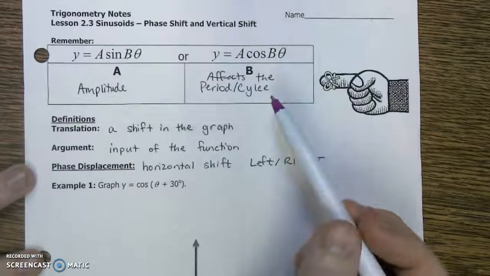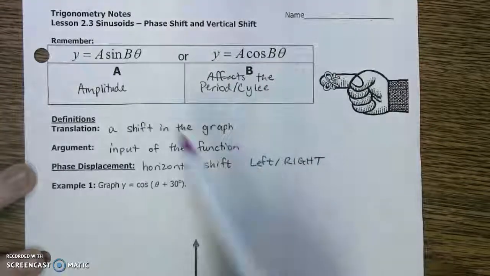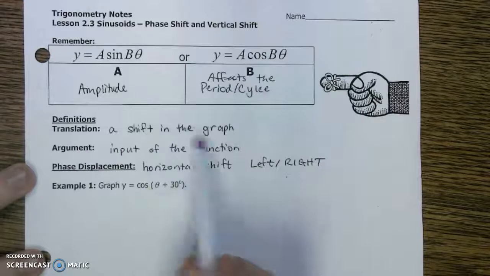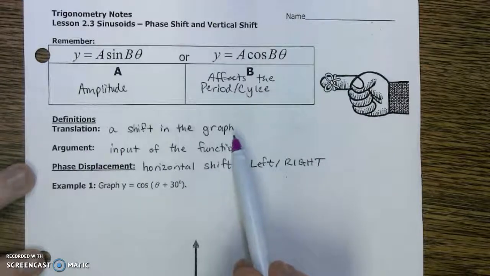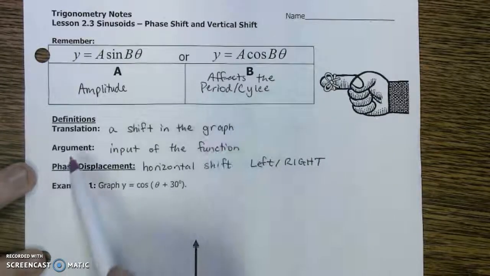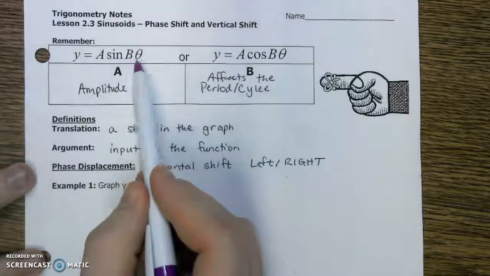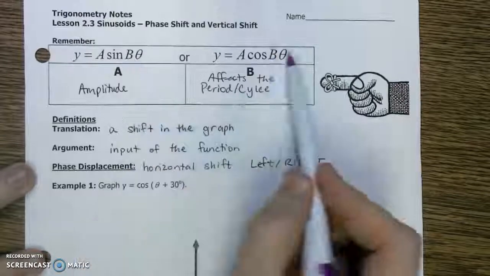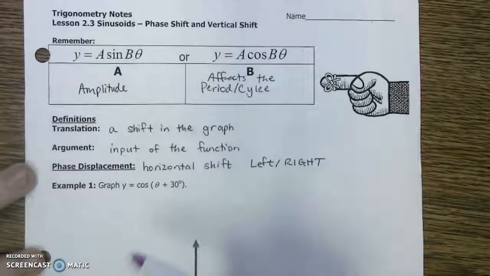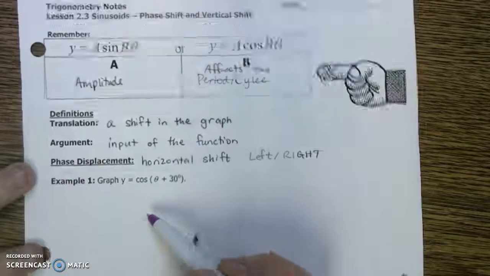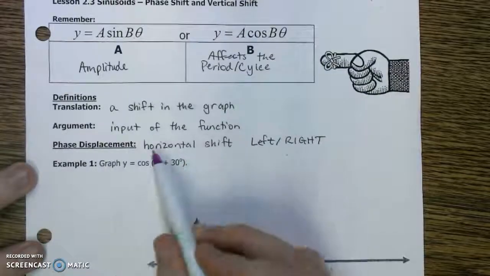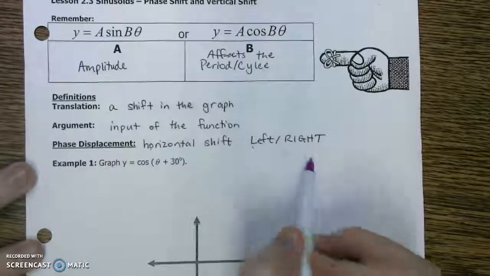Some general definitions leading into what we're doing. Translation is a shift in the graph. It could be up, down, left, right. It could be a rotation. An argument is the input of the function. So here b theta is your input. And phase displacement is horizontal shift left or right.